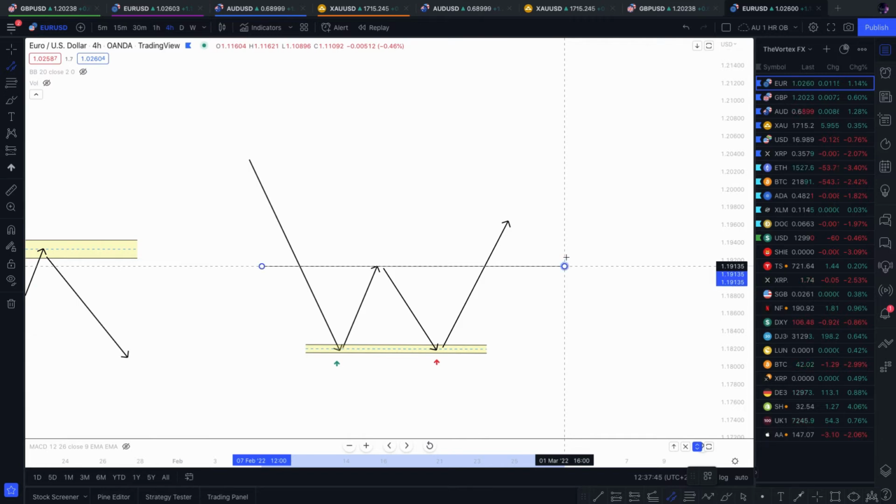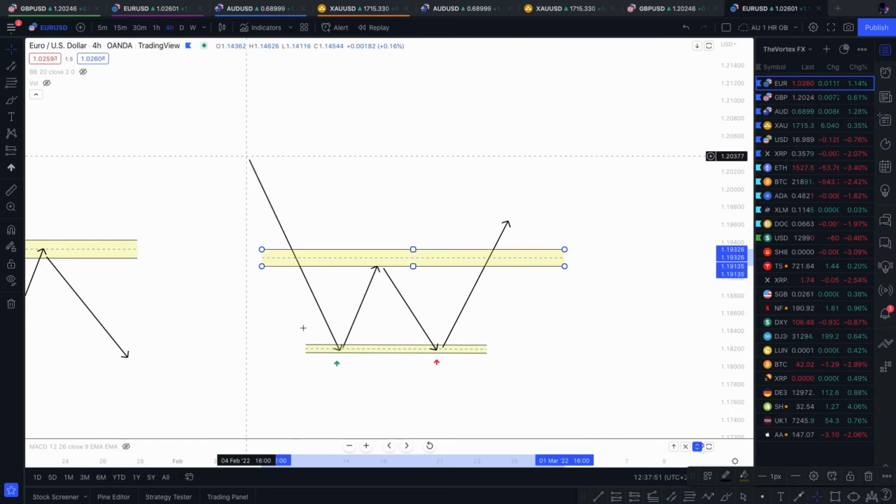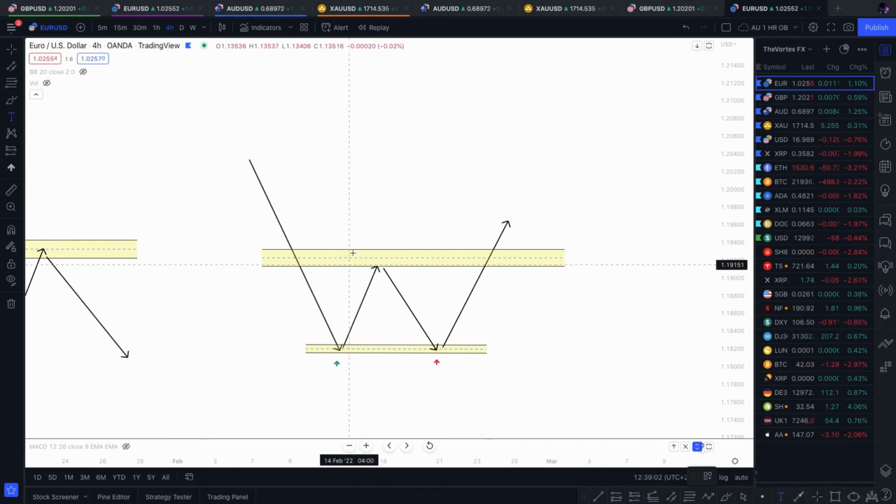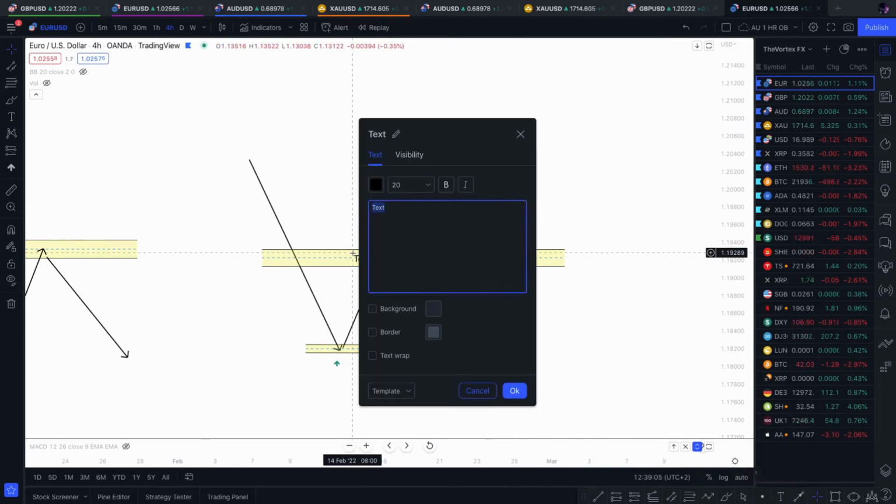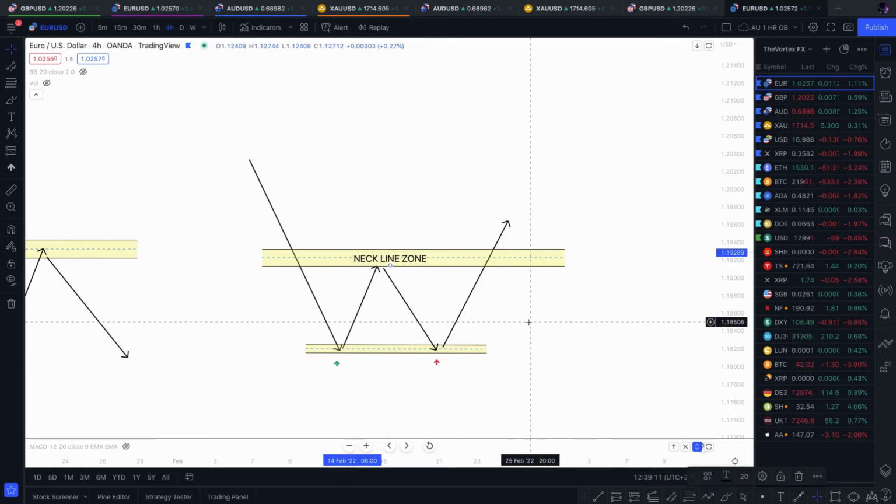Now because this is a double bottom, this is the top of the middle part of this W. This is our neckline zone. Let's label it. All right, neckline zone. We want to keep things clear and easy and simple to understand. So what do we look for? Same as the other one, right?